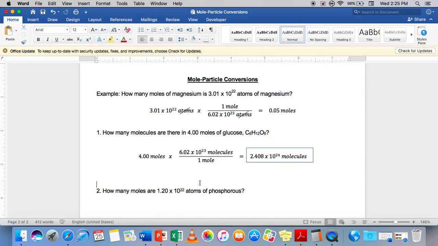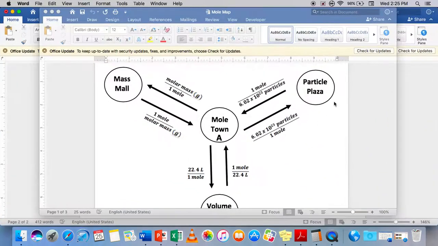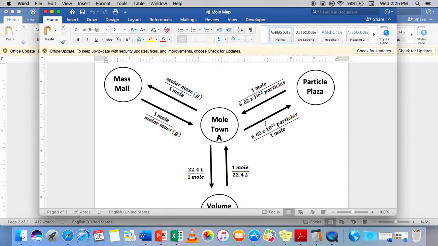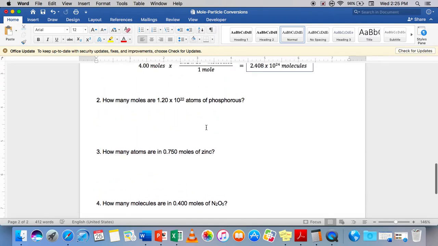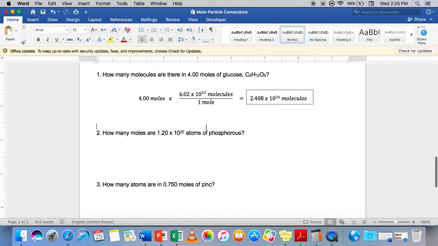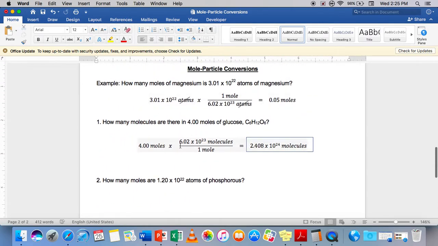Okay, so now with these two problems, you see both examples of the conversions going one direction and then going in the other. Okay, so for the rest of these problems, consider what you're given, what you're looking for, and then look at these two examples to help you figure out which way you have to go, which conversion factor you need to use.